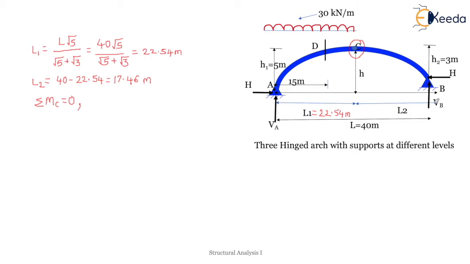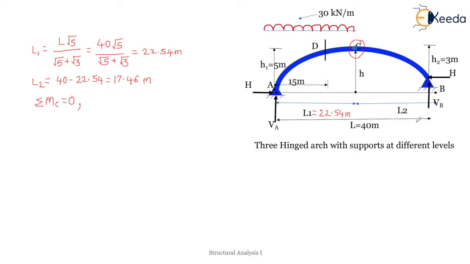Okay, VB into moment at crown C. So you can see, you may consider a left side or right side portion. So let us consider the right side portion. Here the number of forces, we can see that there is only VB and the horizontal force. VB is going in the anti-clockwise direction.